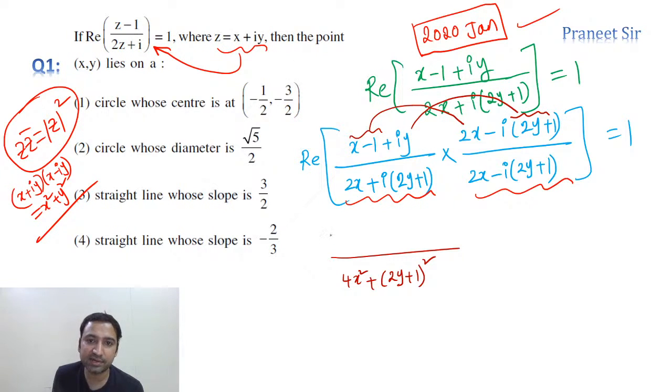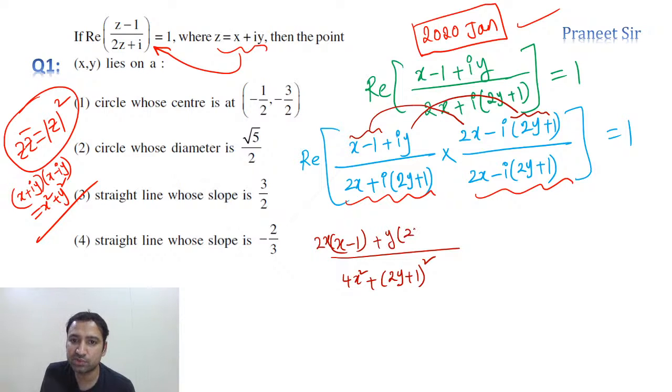So tell me, what is real into real? Real into real is x minus 1 into 2x. And imaginary is what, guys? i into i is i square, which is minus 1, and with the minus sign it is plus 1. So we get y into (2y plus 1). This is the real part, and we are equating this real part to 1. Now cross multiply this.